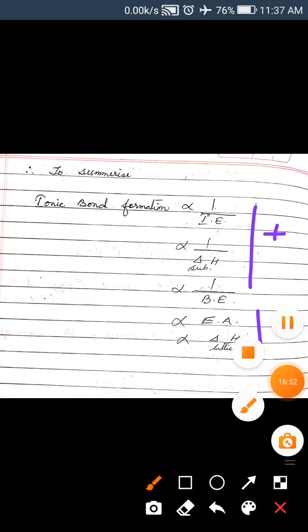Now we have to do the properties of ionic compounds, which you can do from your book, or I'll try to send you the notes also. So that's all for today.